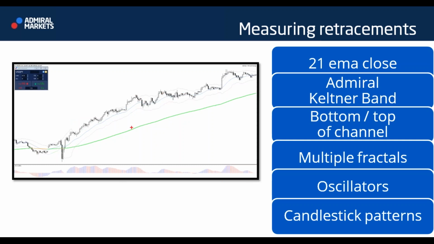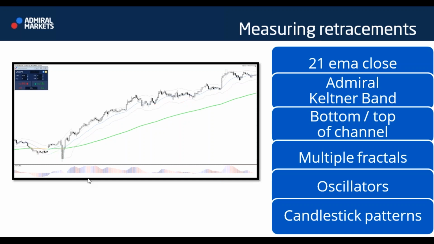The third thing for measuring retracements is using a trend channel, like this or like this, and waiting for price to get to the bottom in an uptrend or the top in a downtrend. Retracements also occur when price is testing multiple fractals. So if you have a fractal here and a fractal here and a fractal here, that's becoming a pretty strong support level.